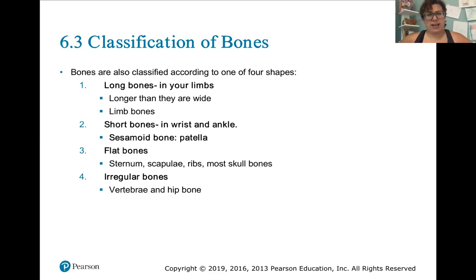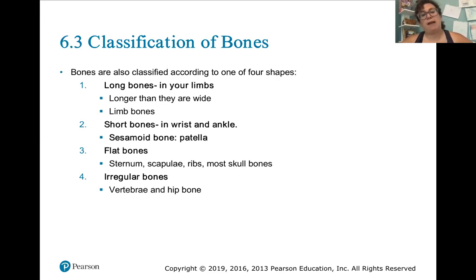Okay, so we have different types of bones that we should know about. We have long bones, and these are your limbs. They're always longer than they are wide. We have short bones, which are in the wrists and ankles. We have something called the sesamoid bone, which is your patella or your kneecap. Fun fact, babies are not born with kneecaps. They come as they age.